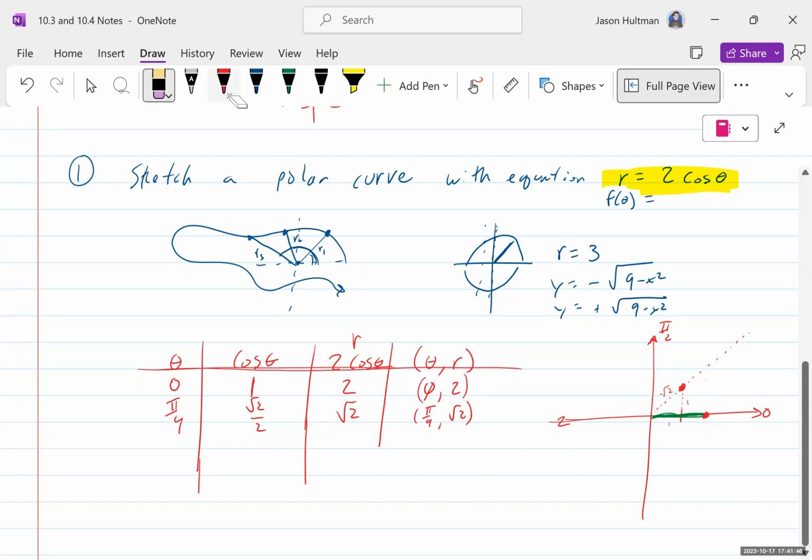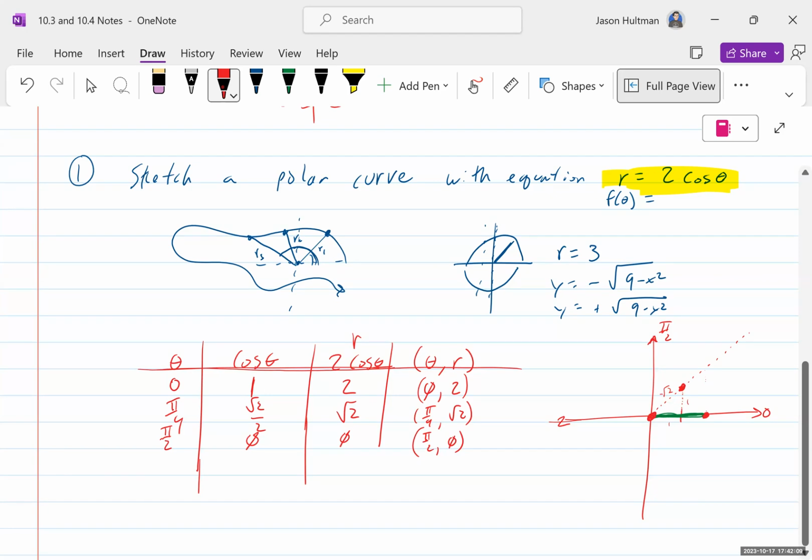Then let's go to pi over 2. What happens at pi over 2? The cosine of pi over 2 is 0. So at pi over 2, we're at 0. Remember, cosine is my x value on the unit circle. So we are here at 0.